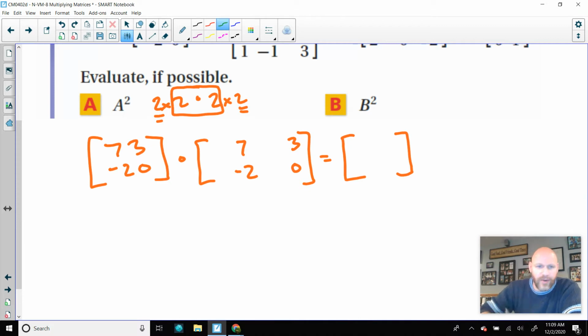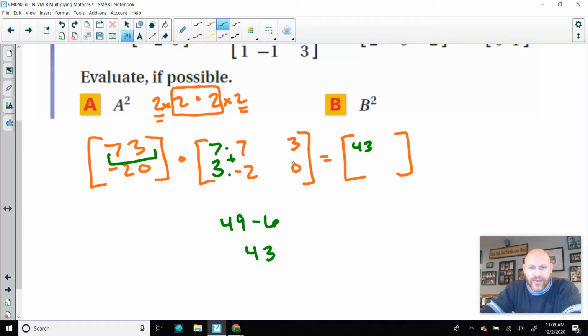Once again, I'm going to grab the first row, pick it up, squat it, walk it over, drop it in. The 3 hits the bottom, the 7 sits on top of that. I'll multiply those and add them. 7 and 7 is 49. 3 and negative 2 is a negative 6. We do the math on that, and we end up with a 43. So 43 is in the first row, first column. We'll do 7 times 3 is 21. 3 times 0 is 0. So a 21 will go in the first row, second column.